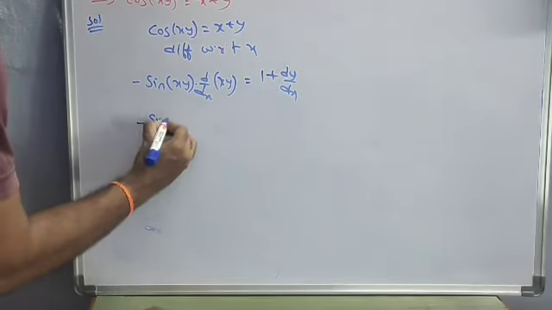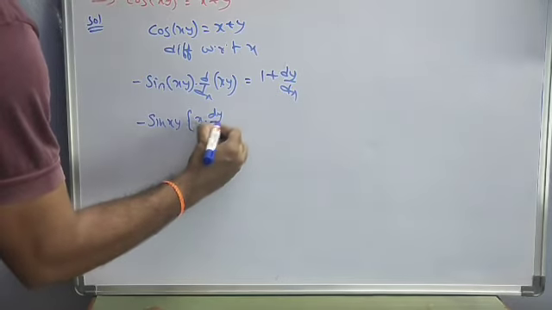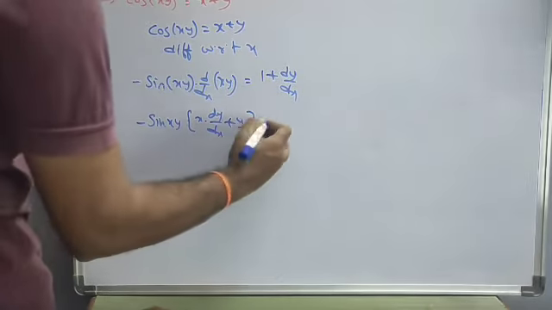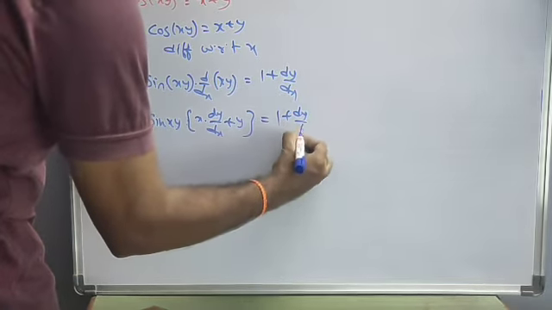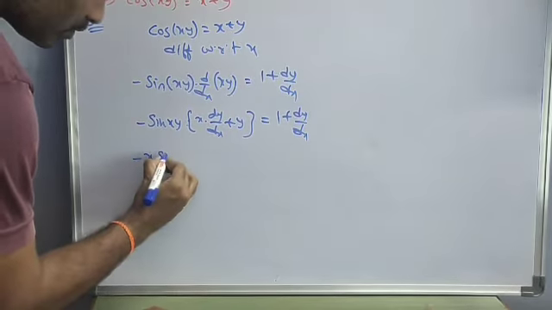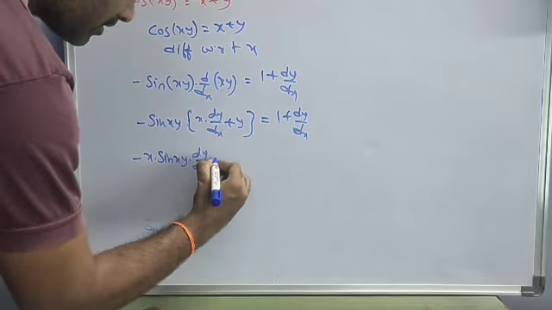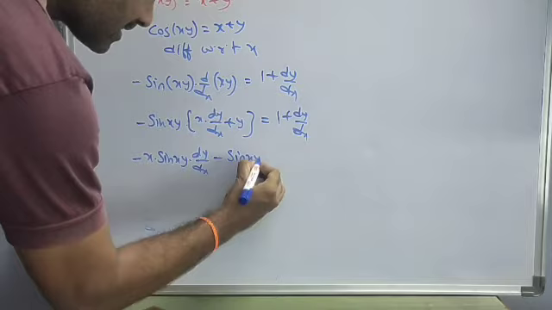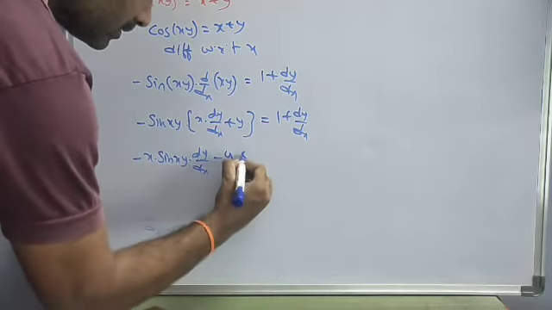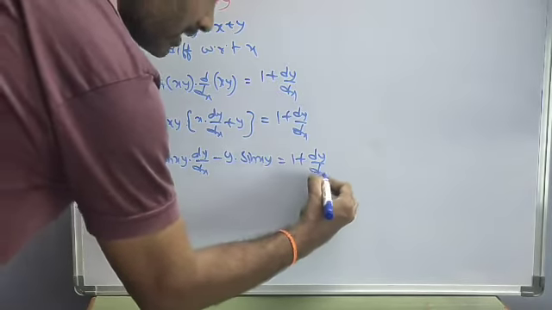So minus sine of xy into, using the uv formula, x into dy by dx plus y into the differentiation of x, which is 1, equal to 1 plus dy by dx. So I get minus x into sine of xy dy by dx, minus sine of xy into y, equal to 1 plus dy by dx.